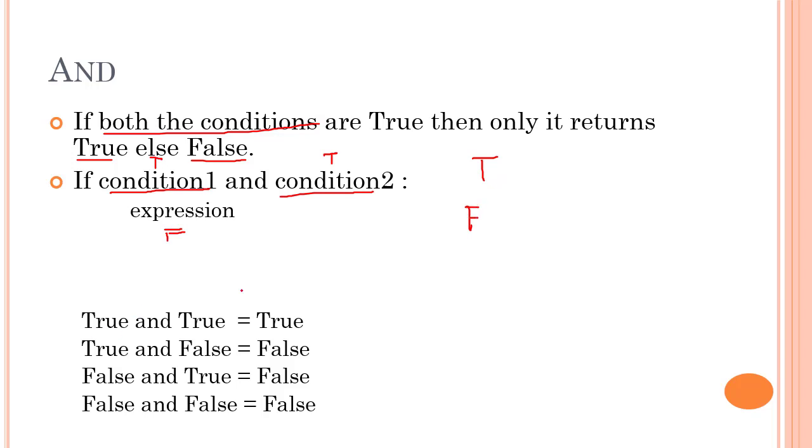As we can see in this quick box, true and true is true, true and false is false, false and true is false, false and false is false. So only if both the conditions are true is it going to return true. Now let's explore all this concept deeper in our Jupyter notebook.